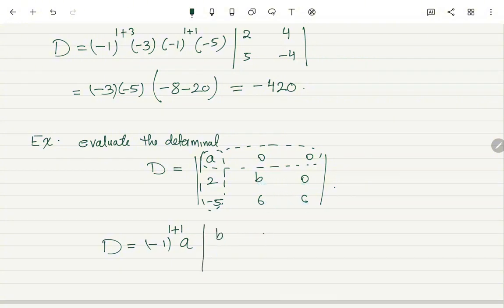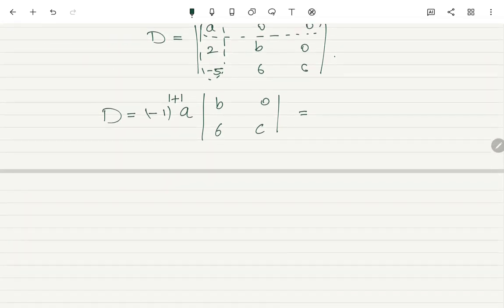B06C, and the answer will be D here, equal to minus 1 to the power 2 is just 1, A, now B, C, and this one 0. So the determinant here is A, B, C.